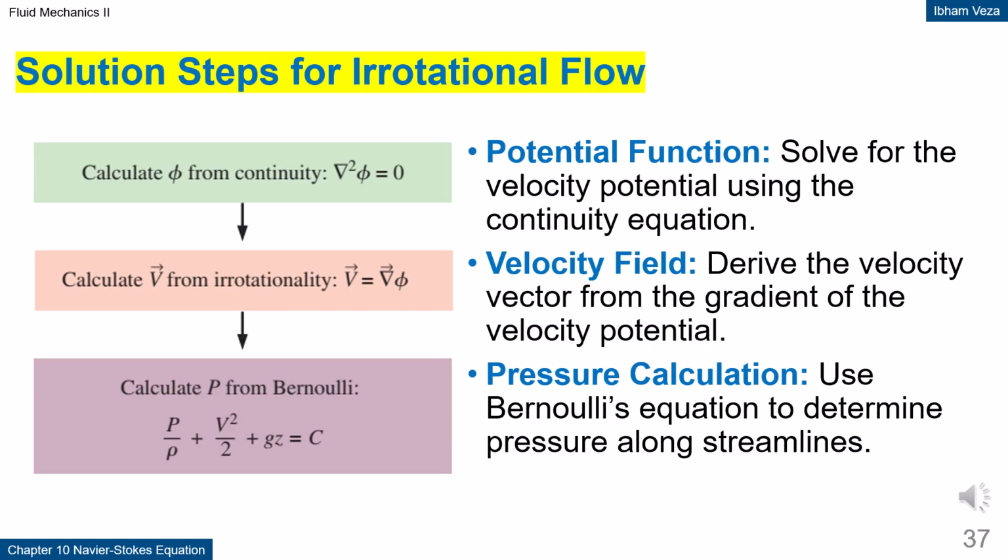The first step in the analysis is to determine the velocity potential function from the continuity equation. After that, the velocity field is obtained from the gradient of this potential function. Pressure is then calculated using Bernoulli's equation along streamlines. This sequence provides a systematic and efficient procedure. With this approach, many flow problems can be solved analytically.